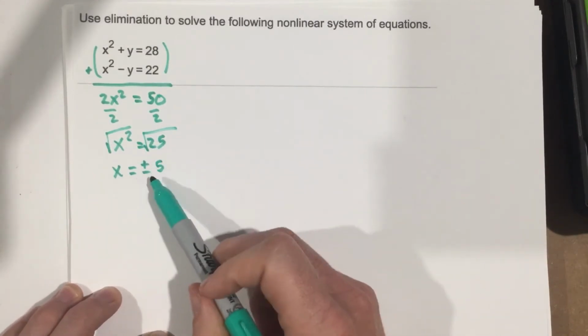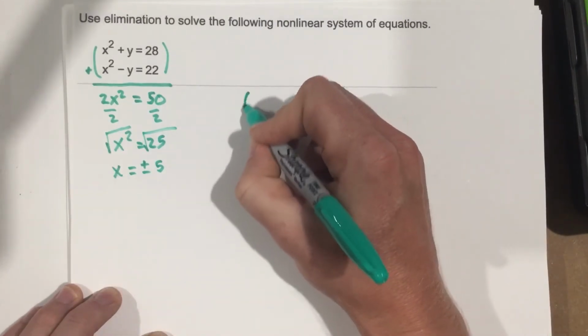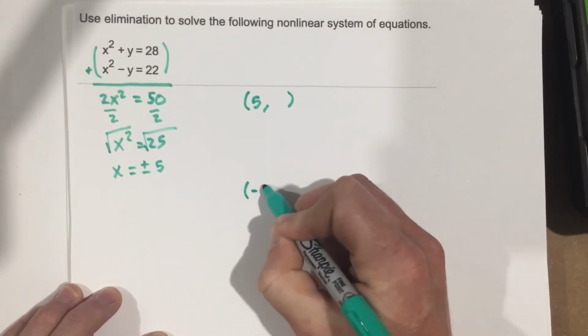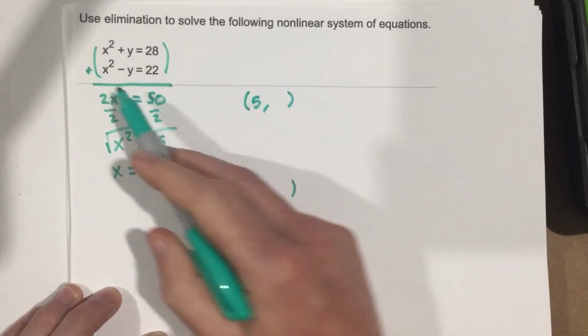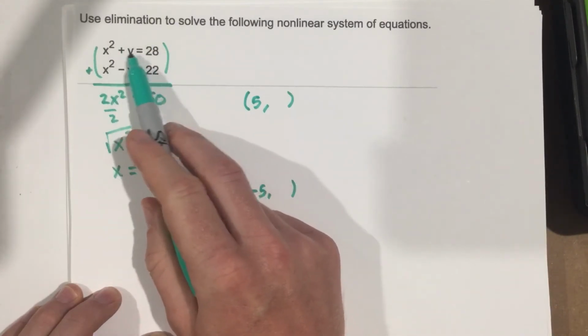So we have two possible x values that are solutions here. So I like to write this out as 5 comma something is one possible solution, negative 5 comma something is the other possible solution. Now, we need to go through and figure out the y values. So just pick one of the two equations to work with. I'll probably pick the top one because of the plus y.